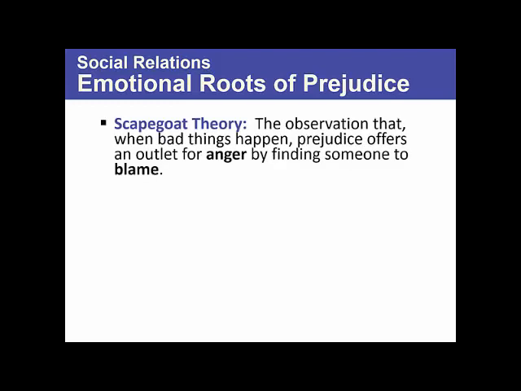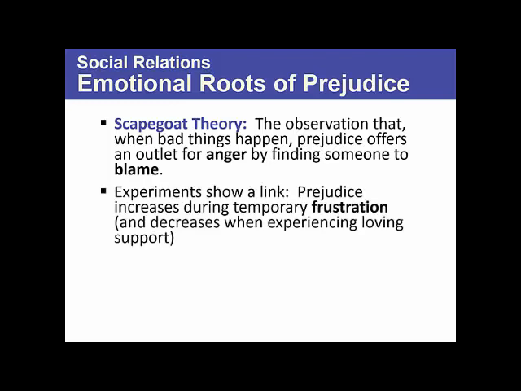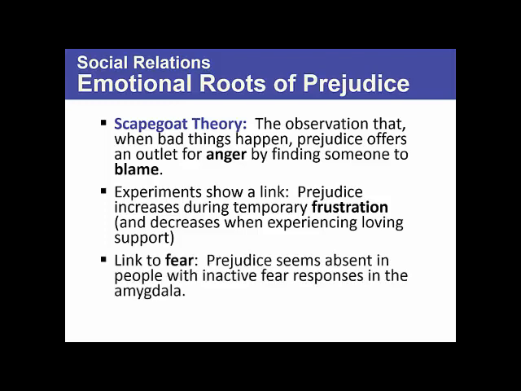So what are the emotional roots of prejudice? So there's a scapegoat theory. That's the observation that when bad things happen, prejudice offers an outlet for anger by finding somebody to blame. Experiments show a link in that prejudice increases during temporary frustration and decreases when experiencing loving support. And so it might be linked to fear. So prejudice seems to be absent in people with inactive fear responses in the amygdala.